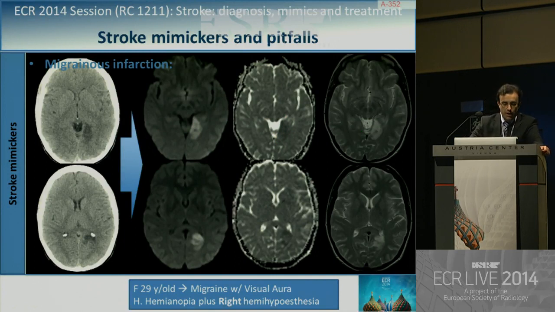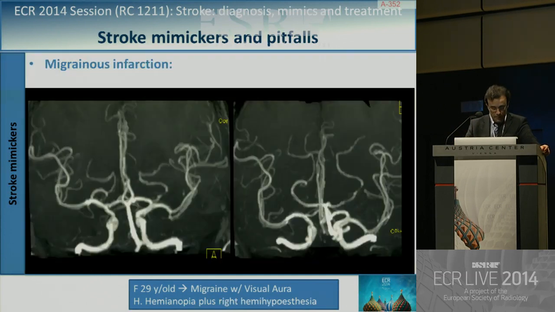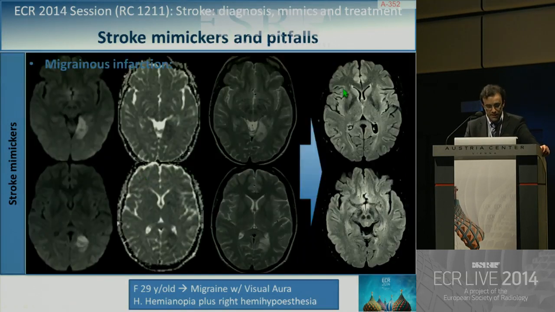So you know that there is a lesion, but you also know that the cytotoxic edema in migraines may be reversible. Although in this patient it was not, and you look at the MRA and you see the abnormalities that you sometimes see in these migraine attacks, with multifocal areas of stenosis. And indeed, although some part of the lesion was still reversible, there was a scar and a permanent neurological deficit.